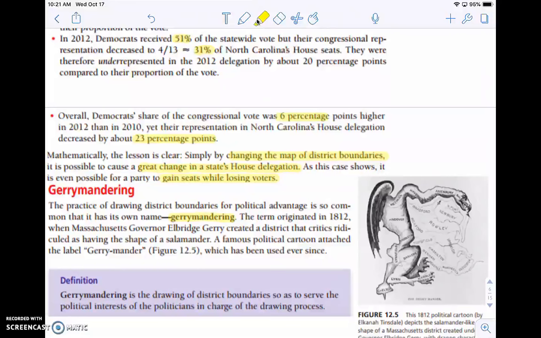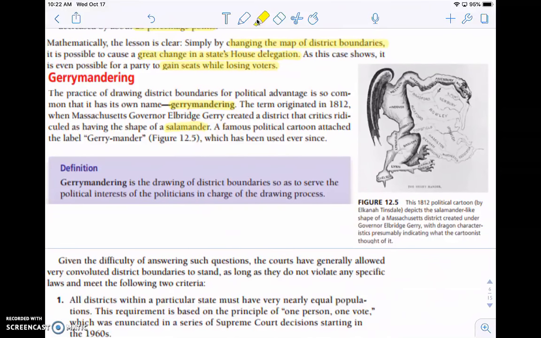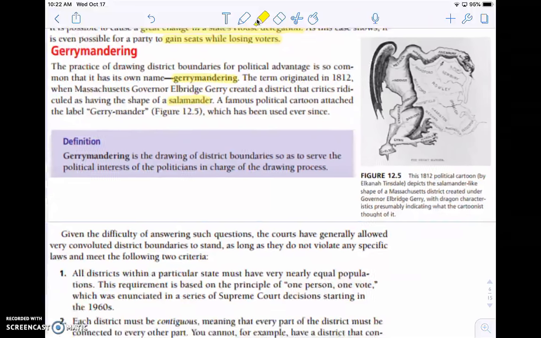The term originated in 1812 when the Massachusetts governor Elbridge Gerry created a district that critics ridiculed as having the shape of a salamander, and here it is in this figure 12.5. He created some strange district that some artist was able to make look like a salamander, and that's where the term gerrymandering came from. But again, it's the process of drawing district boundaries so as to serve the political interests of the politicians in charge, whichever group has charge of this.